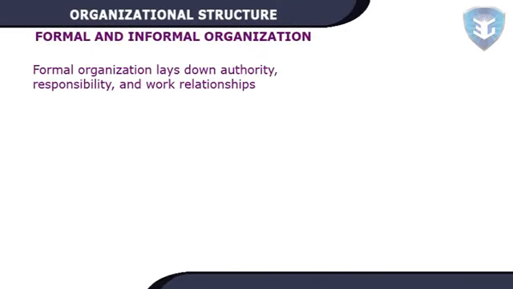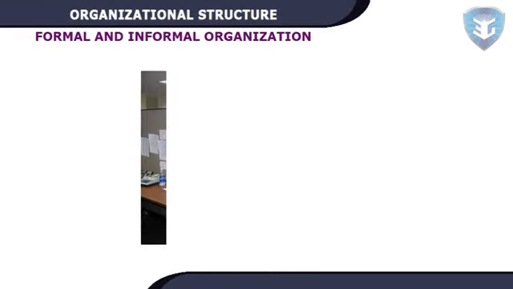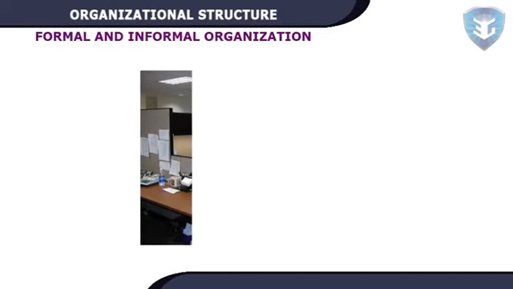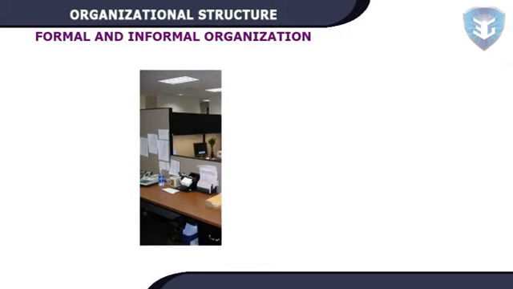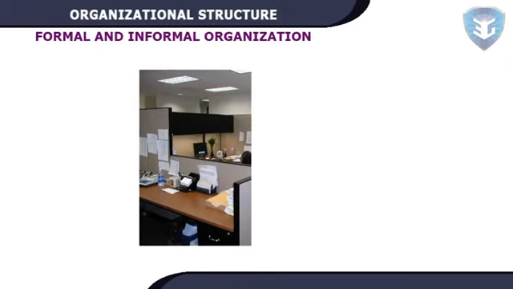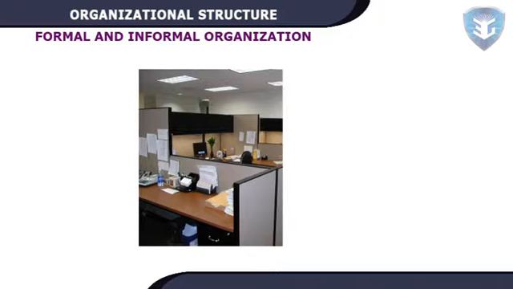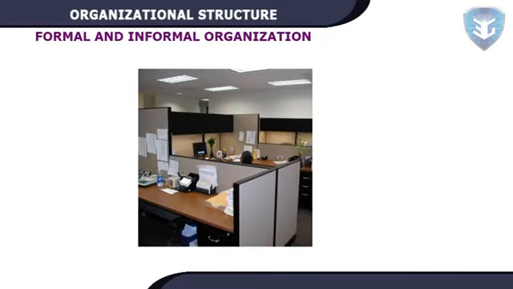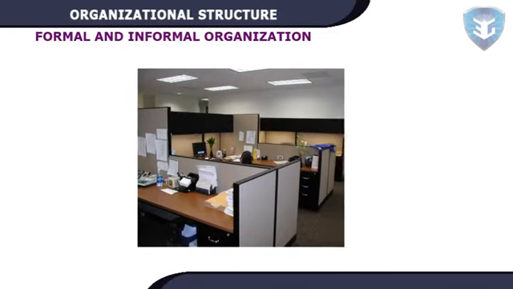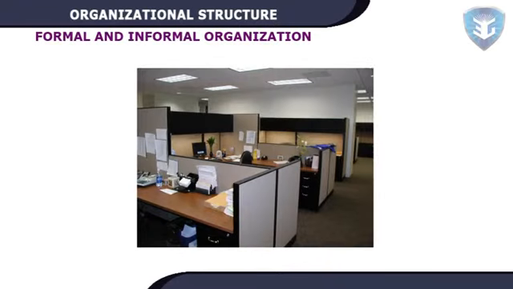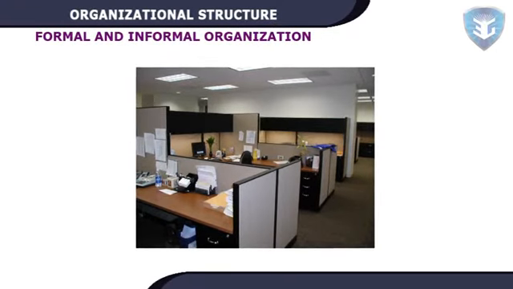Let's know the meaning of formal and informal organization. Formal organization lays down authority, responsibility, and work relationships. These are not the only relationships in the organization. When people work together, they develop certain social and informal relationships. These social and informal relationships constitute the informal organization. Informal organization comes into being out of the desire of people to associate with one another. People associate in groups to gossip, to exchange information and views, to share difficulties and happiness.